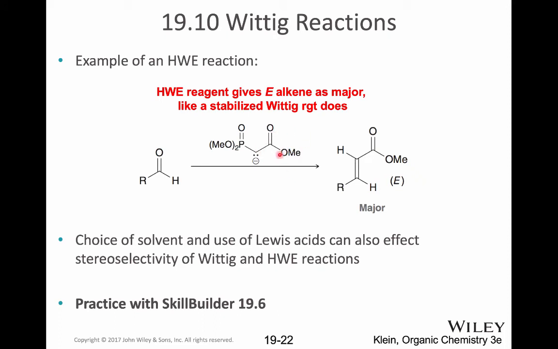So this is the Horner-Wadsworth-Emmons variation of the Wittig reaction, and you see here that you have the E alkene, the trans alkene in this case. The choice of solvent and the use of Lewis acids can also affect the stereoselectivity of the Wittig and the Horner-Wadsworth-Emmons reactions. Turns out that these reactions are super useful, and you can do a lot of really interesting things with them. These ylides can come from much more complex molecules, so you can actually couple two pretty big fragments together via this reaction.